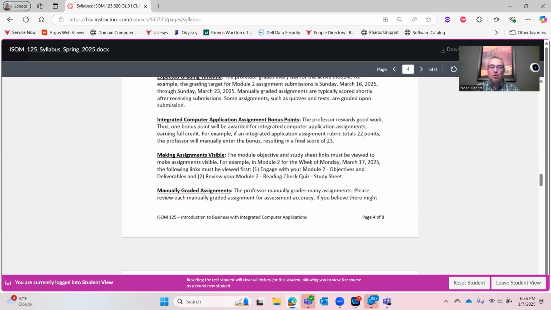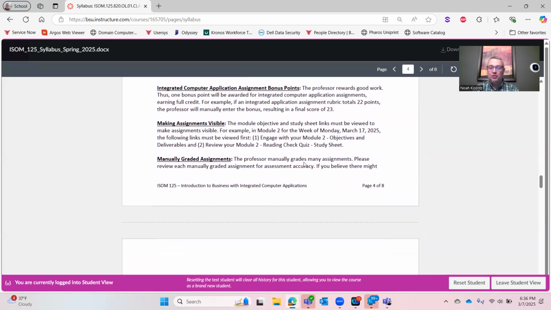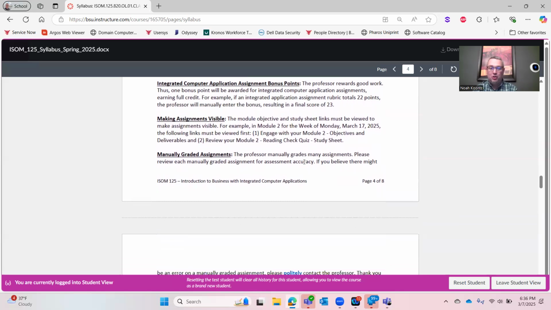Making assignments visible. The module objective and student sheet links must be viewed to make assignments visible. For example, Module 2, the following links must be viewed first. First, to engage with Module 2 objectives and deliverables, and secondly, to review your Module 2 reading check quiz study sheet.